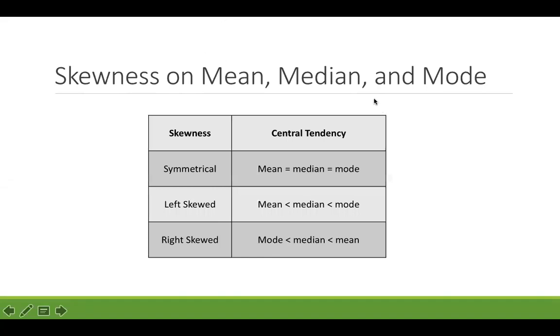So in a symmetrical graph, the mean, median, and mode are all equal. If it is left skewed, the mean is less than the median, and the median is less than the mode. And if it is right skewed, the mode is less than the median, and the median is less than the mean.